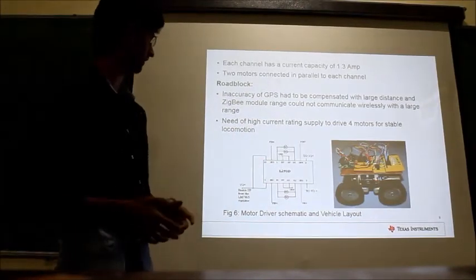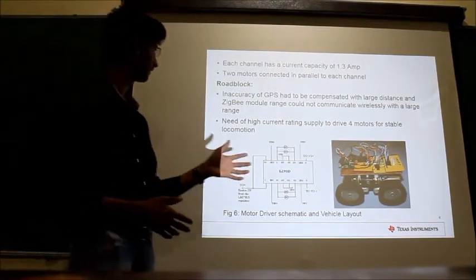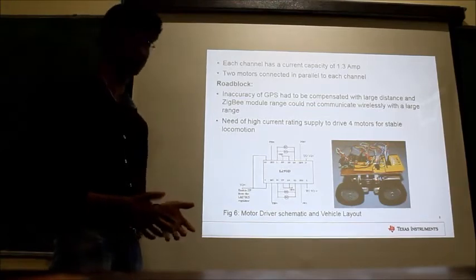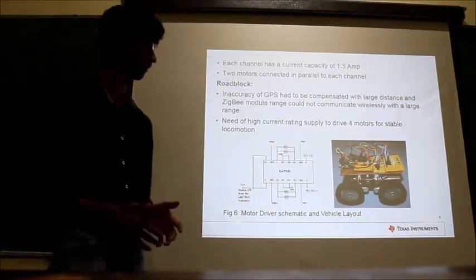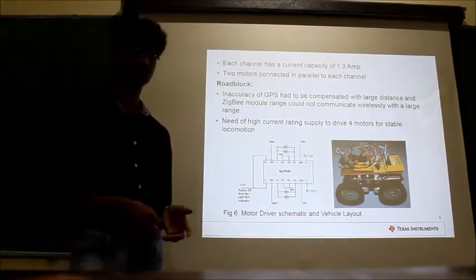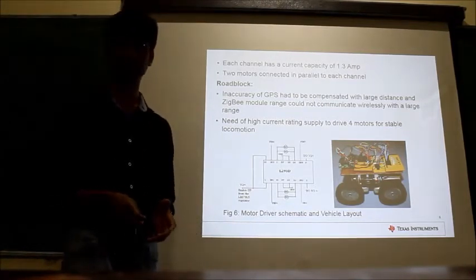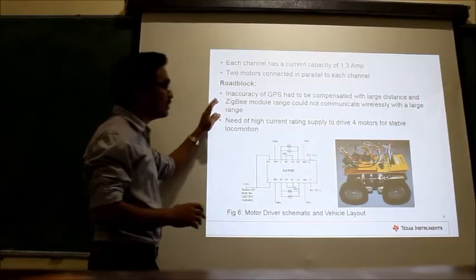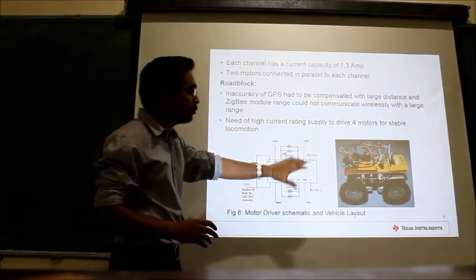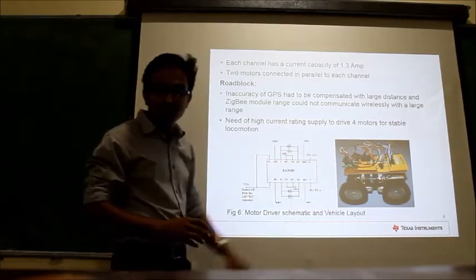Coming to the problems faced while designing the prototype, the inaccuracy of the GPS has been compensated with a large distance, and the ZigBee module could not communicate wirelessly over a large distance. And as we are using 4 motors, there is a need for a high current battery to drive the motors. At the end of the hardware implementation, this is how the design prototype looks.